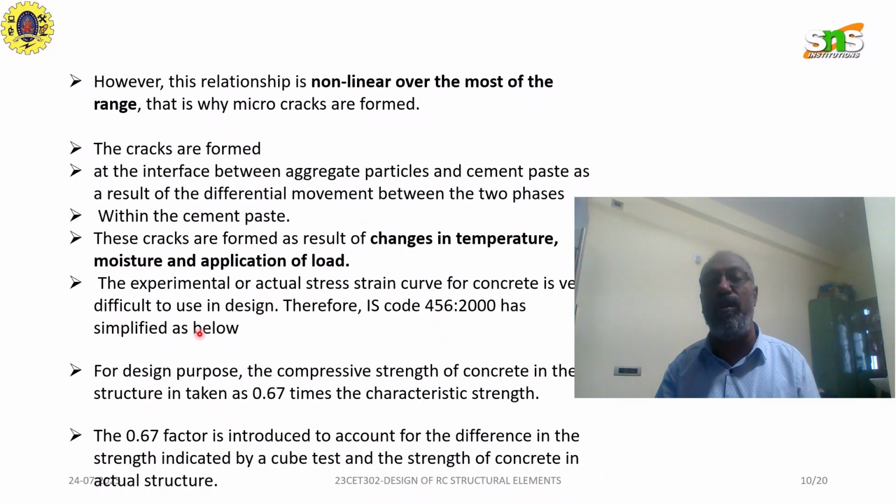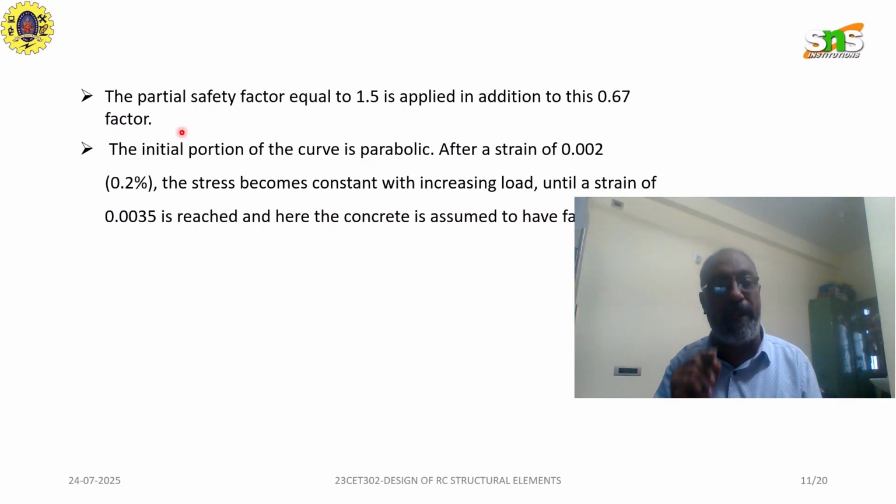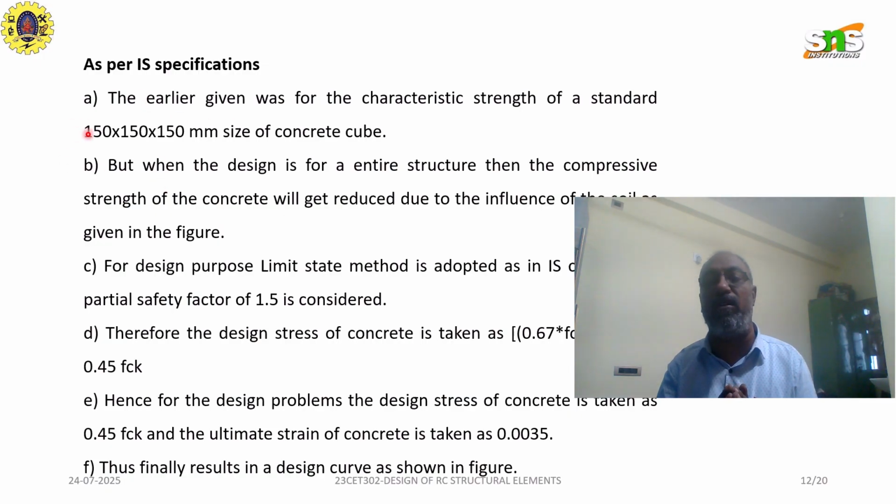Hence, we have to avoid overloads. We can calculate using the factor of safety of 1.5. 0.67 fck divided by 1.5 gives 0.45. As per the IS code provisions, the characteristic strength is given by the 150 by 150 cube, but for the design of the entire structure, the compressive strength of concrete is considered as shown in the figure. The IS code provisions show the safety consideration.